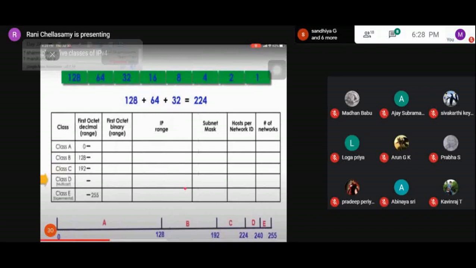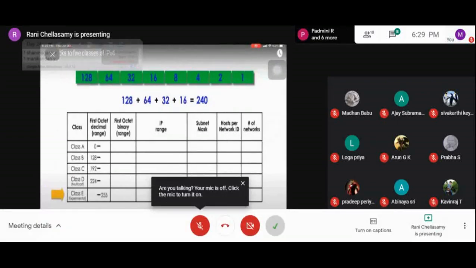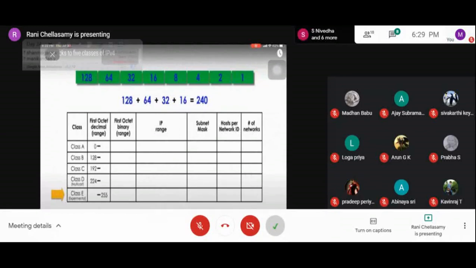See here, whatever values, you can add up all these things, and you can have the values here. 224. Next, we will be getting 224 as the starting value for D. Then to get the starting value for class E, you can add 128 plus 64 plus 32 plus 16, you will be getting 240. So 240 can be entered here. Okay, so all the values are entered here.